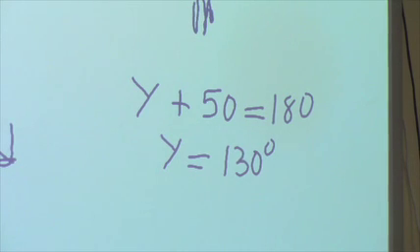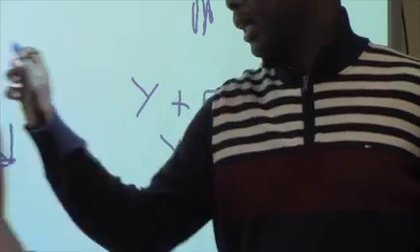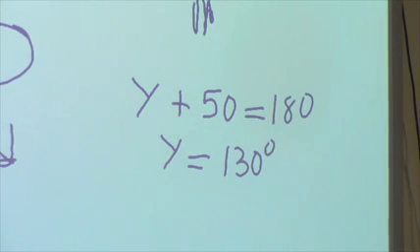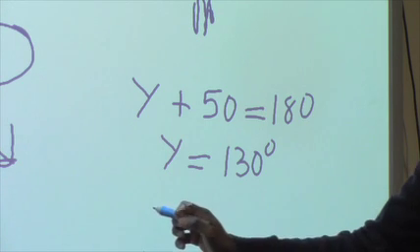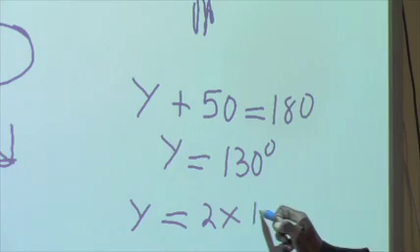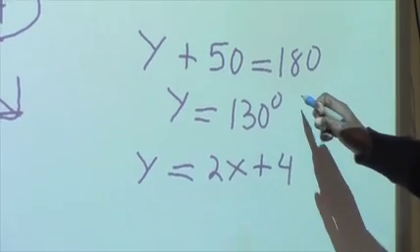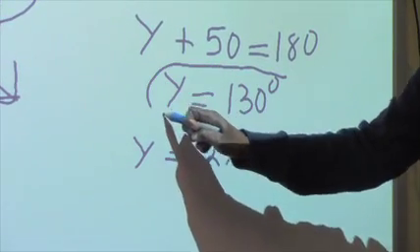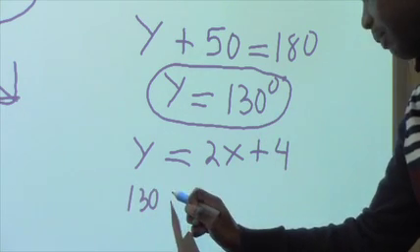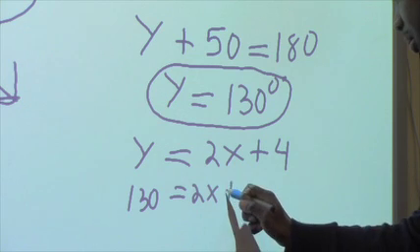Now, how can I use this to find x? I see that angle y and this angle over here form a vertical pair of angles. Vertical angles we know are congruent, that means they are equal. So I can set y equal to 2x plus 4. I just found the value of y, so y is 130. I can substitute 130 equals 2x plus 4.